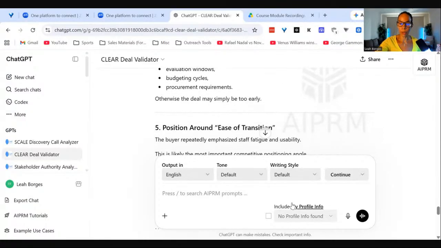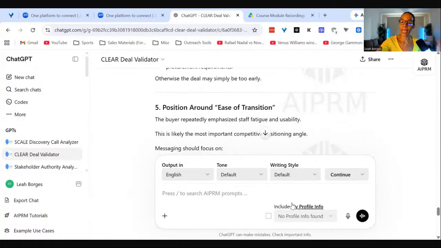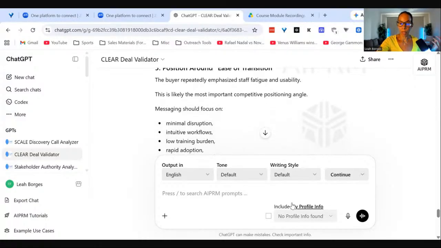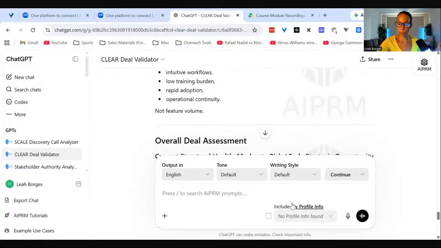Okay? So it's saying the deal may be too early, and that is not a bad thing. If we're outside the buying cycle, then we can just strategize. We can still continue to build the relationship, give things of value. And then when they're ready, we'll be the first person that the buyer thinks of, right? So this is not a bad thing. We're going to position around ease of transition.